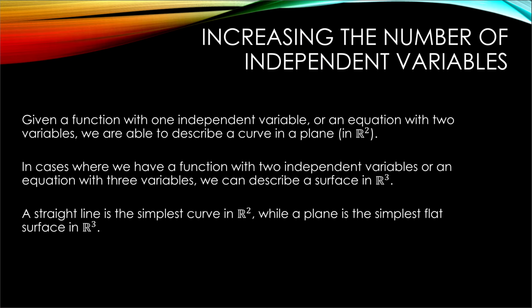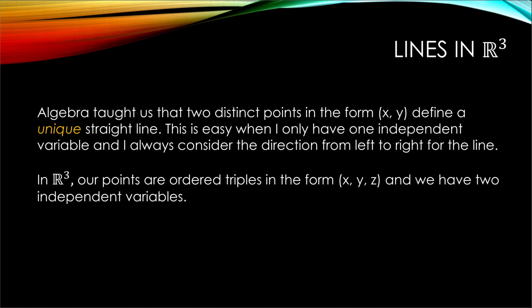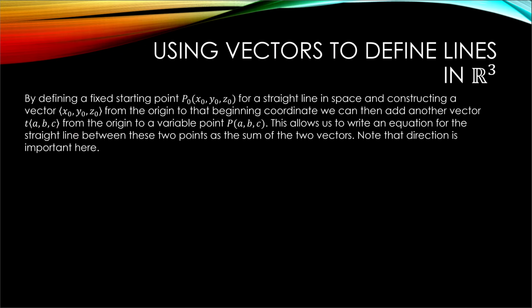While a line is the simplest curve that I can work with in R2, the simplest geometry that you work with in R3 involving all three variables is a plane. But there can still be lines within R3 if I have a situation where I can define 2 points and just talk about the line that connects the two of them. Keep in mind that we learned in algebra that a line is defined by two distinct points and that that's a unique line. In R3, my two distinct points are ordered triples rather than ordered pairs, and I have two independent variables. The easiest way to work with lines in space and define them is done using vectors in R3.